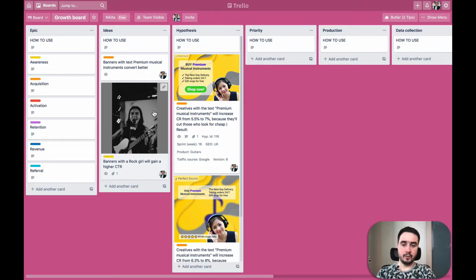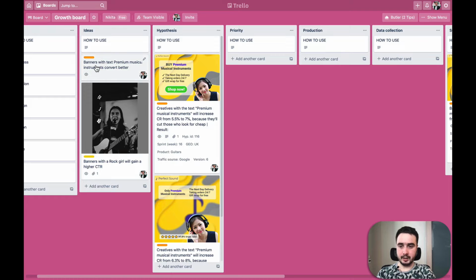Ideas. This is a column for ideas. All members of your team, or you by yourself, write some ideas here in a very abstract way. For example, banners with the text "premium musical instruments" convert better, something like this. Or banners with a rock girl will gain a high CTR. This is not a hypothesis yet, this is just an idea. And then you form a hypothesis from this idea.